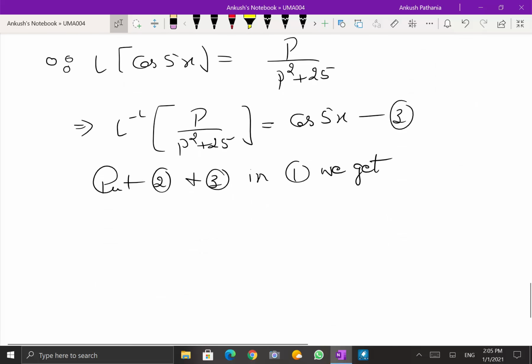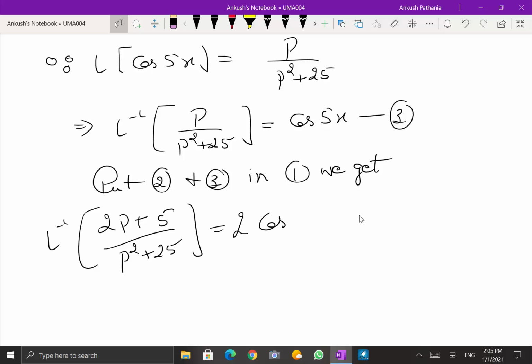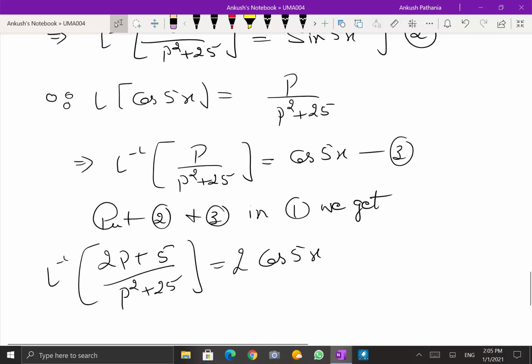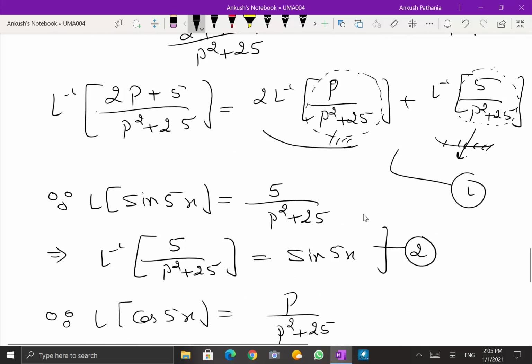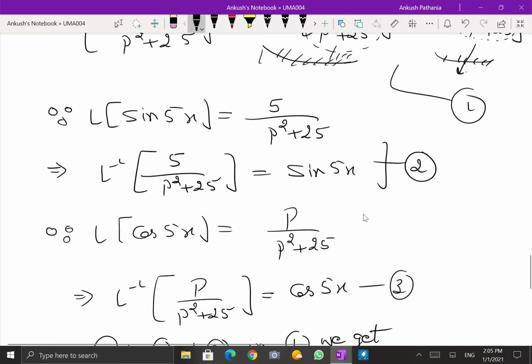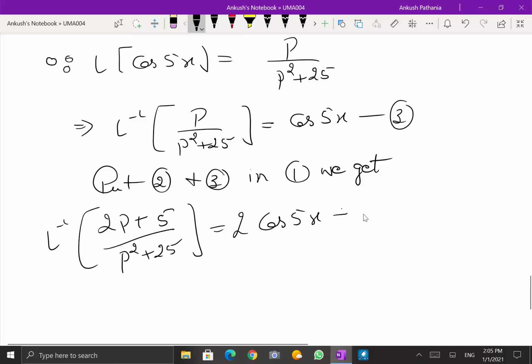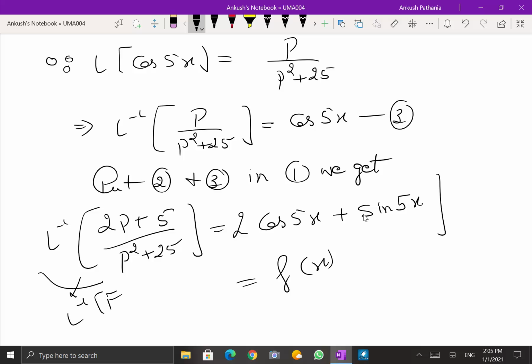So we get Laplace inverse of the given function, that was 2p plus 5 upon p square plus 25, as 2 times cos 5x, because here it is 2 times Laplace inverse of p upon p square plus 25, that is cos 5x, plus sin 5x. So this is f(x). This was Laplace inverse of f(p), which he has given us to solve. So this is how we solve these types of questions of inverse.